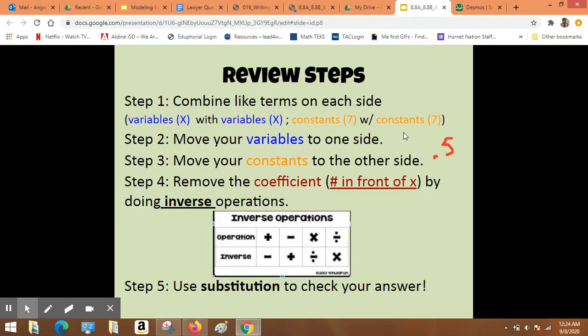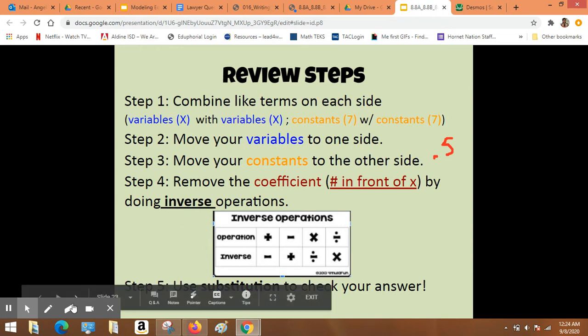So make sure you use a calculator. So let's review our steps. Step 1, combine like terms on each side, so variables with variables and constants with constants. Step 2, move your variables to one side and move your constants to the other side. Yes? And step number 4, we're going to remove our coefficient, aka the number in front of my x, by doing inverse operations.